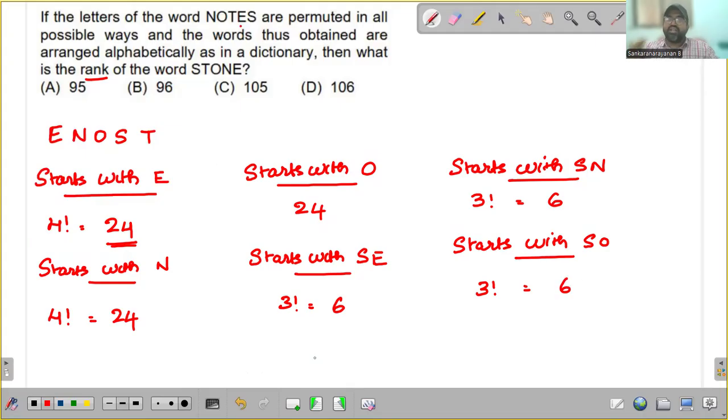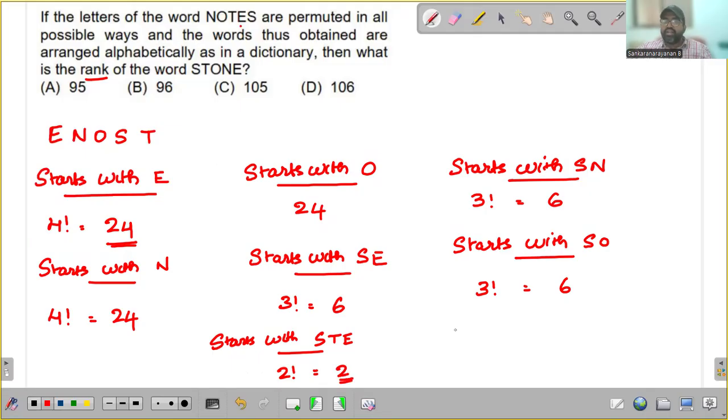So it's all about starting with E, starting with N, starting with O, starting with SC, starting with SN, starting with SO. Then when it comes to ST, because you are asked to find the rank of this word stone, right? So it starts with STE when you consider. Step by step we are going. STE, when you consider, you are left with 2 more letters. The number of ways you can arrange them is 2 factorial, that is equal to 2.